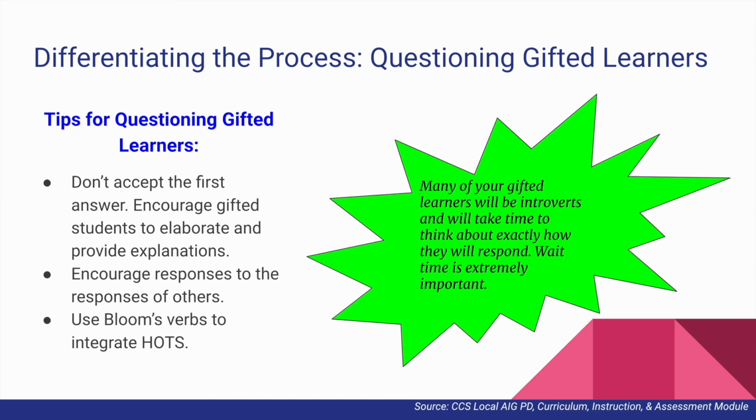Differentiating the process: questioning for gifted learners. Tips for questioning gifted learners. Don't accept the first answer. Encourage gifted students to elaborate and provide explanations. Encourage responses to the responses of others. Use Bloom's verbs to integrate higher order thinking skills.